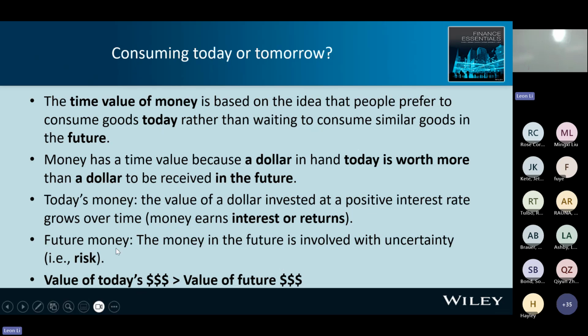And future money, the money in the future is involved with uncertainty or risk. So this is why we prefer having the money today rather than having the money in the future. So our conclusion is very clear. Value of today's money is higher than value of future money. This is about time value of money.